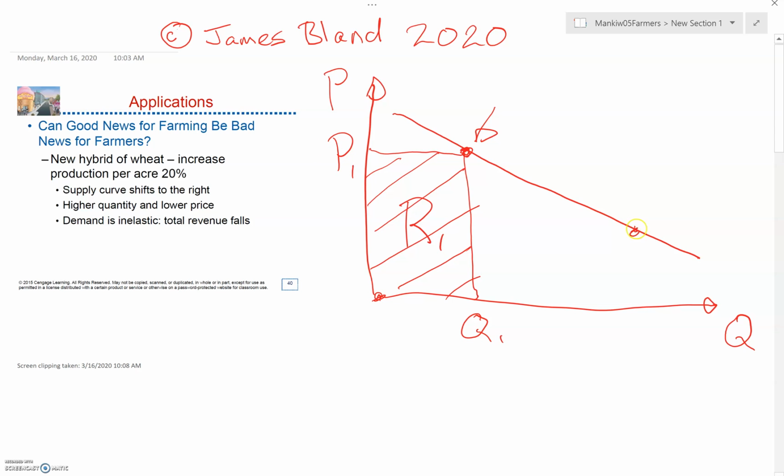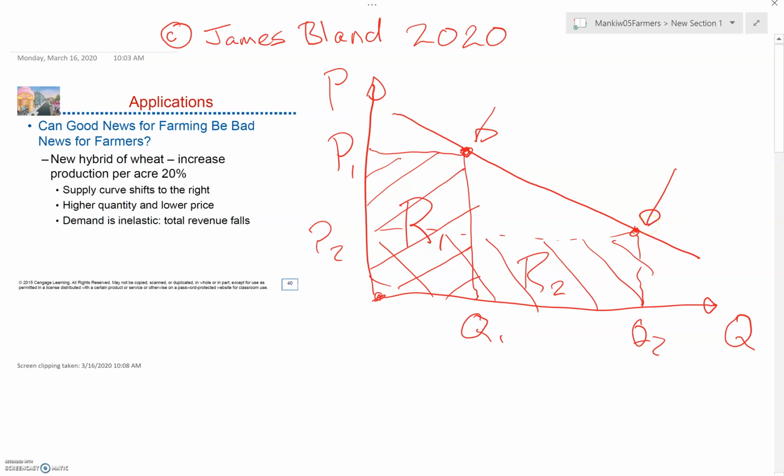But at a different quantity and price, let's see, how am I going to shade this? I want to go that way. Here's revenue 2 at quantity 2 and price 2. So depending on where we are on the demand curve, the revenue might change.